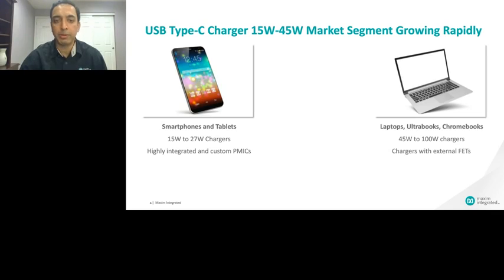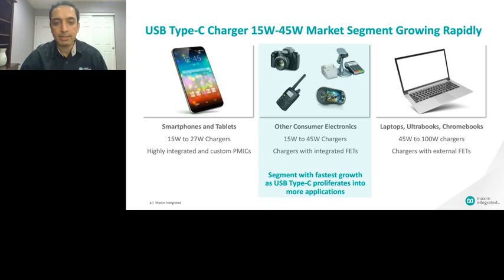On the upper end of the spectrum, we also had laptops and Chromebooks that have a much higher power level, about 45 to 100 watts. They also use USB Type-C, and these power levels are so big that typically you will find chargers with external FETs, not highly integrated. So that is really the predominant market, at least until now.